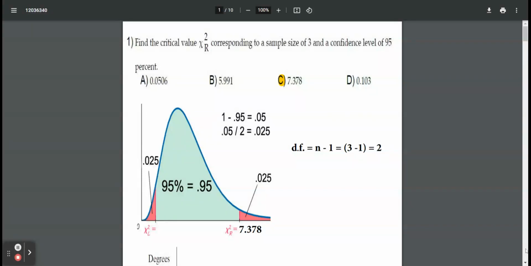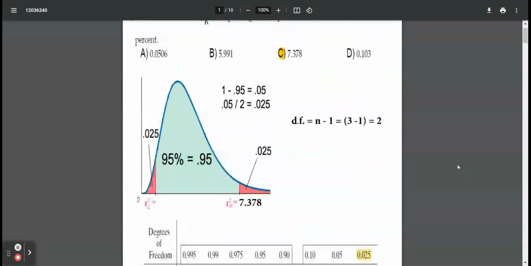Okay, this is section 7 for chi-square, and this is for fall 2022. This will be the last section that we cover. Number one, find a critical value for chi-squared right. Sample size is 3. Confidence level is 95%.